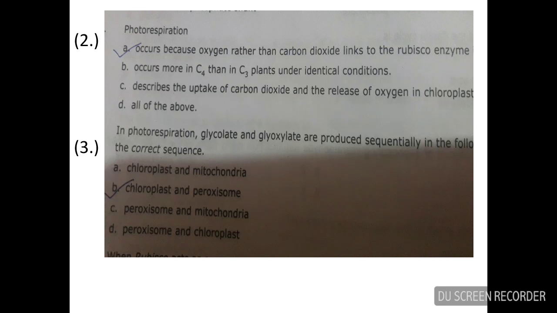Okay, and option B: occurs more in C4 than in C3 plants under identical conditions. No. And option C: describes the uptake of carbon dioxide and the release of oxygen in chloroplast. No. And option D: all of the above. No. So the answer will be option A, occurs because oxygen rather than carbon dioxide is linked to the Rubisco enzyme. Now move to the next question.